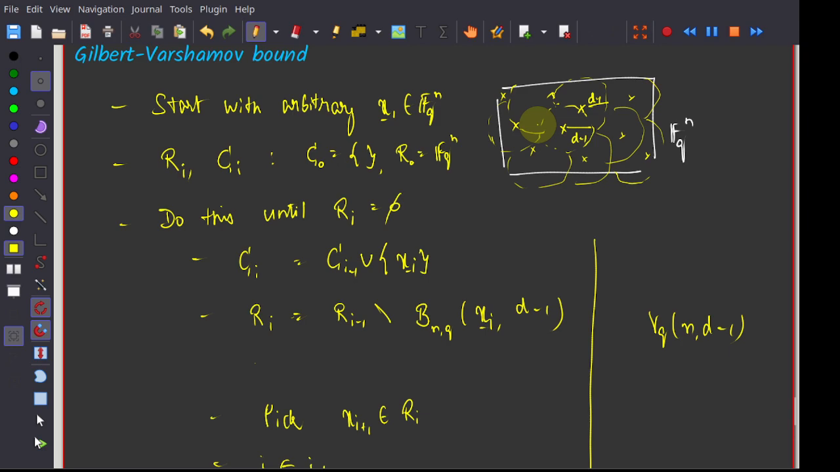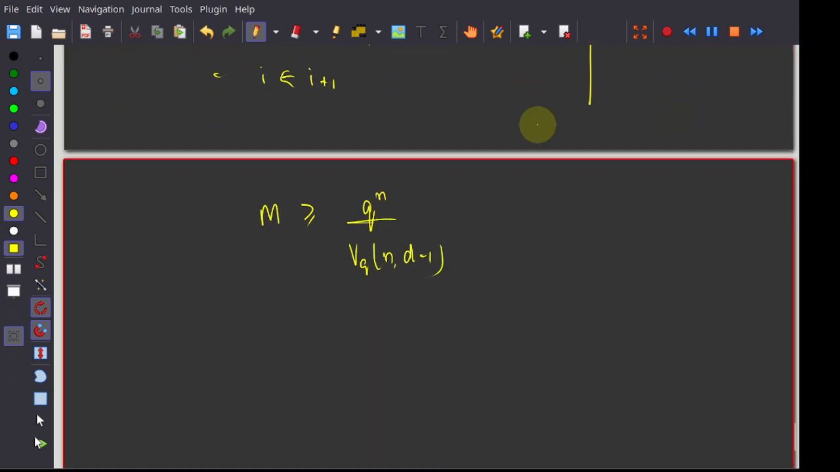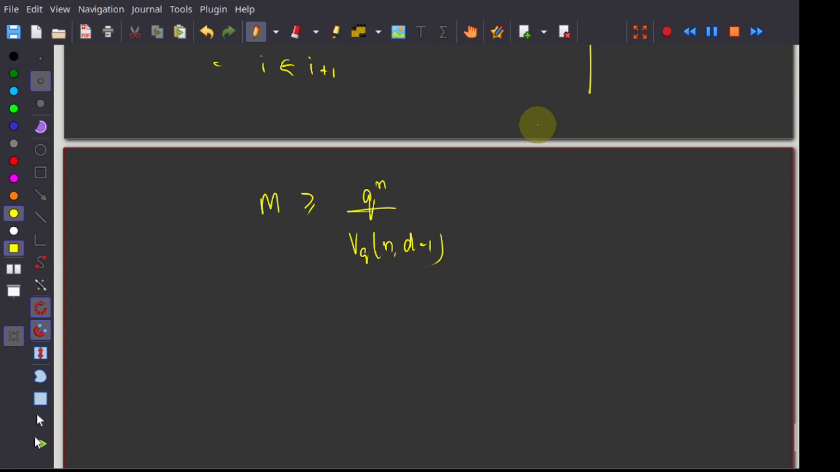So that is why I'm throwing away code words, I mean, vectors of radius d minus 1 from the previous codebook at every step. Minimum distance at least d. So this is what is called the Gilbert-Varshamov bound, or the GV bound.